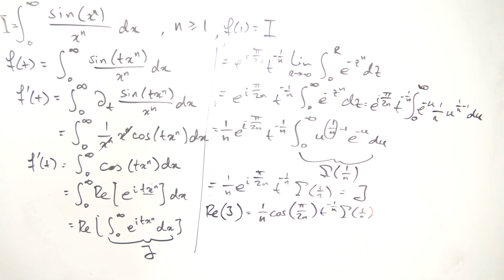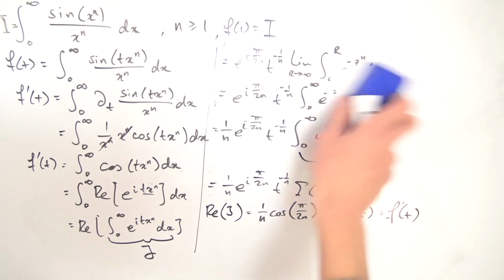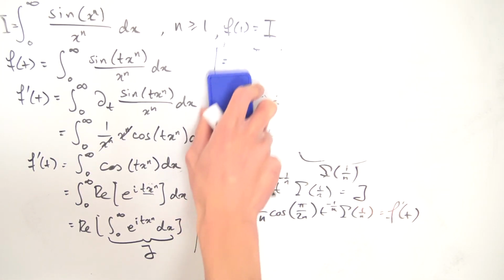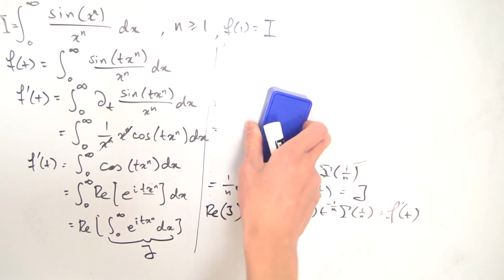Alright, and remember the real part of j, that's exactly f prime of t. So this thing right here is exactly f prime of t. Okay, so we've figured out f prime of t, and now we want to get back to our f of t, because f of t is how we can figure out the value of our I. So how do we get back to our f of t? We have our f prime of t, but we want our f of t.